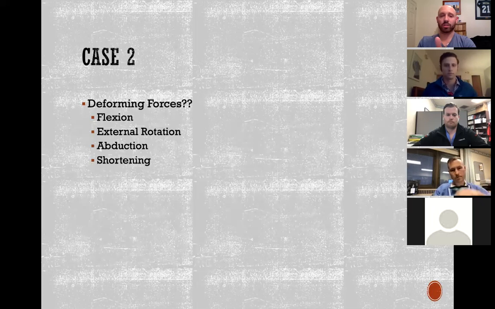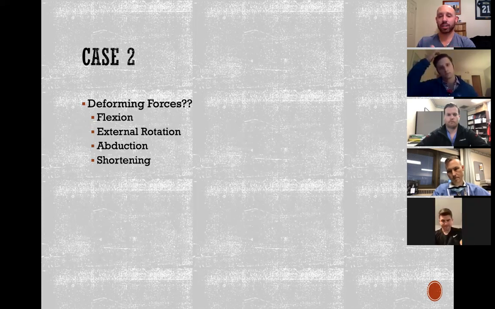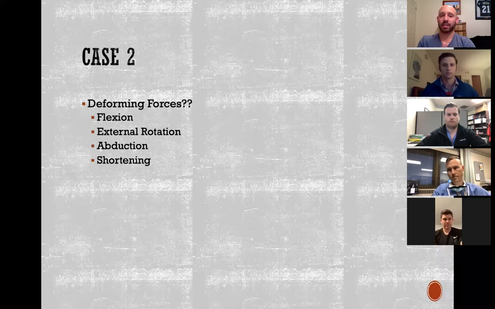So these are the normal deforming forces. Normally when we talk about displacement of fractures, we're talking about the distal aspect of the fracture. But for subtrochs, for some reason, we talk about what the proximal fragment's doing. So it's always in flexion, external rotation, abduction, and shortening. Can someone go through what you think the deforming forces are that cause each of these: the flexion, external rotation, abduction, and shortening?